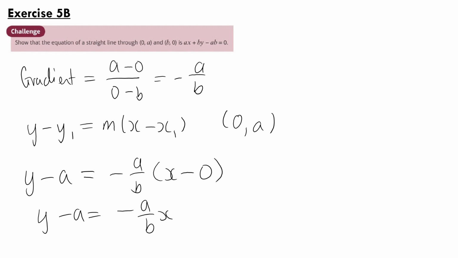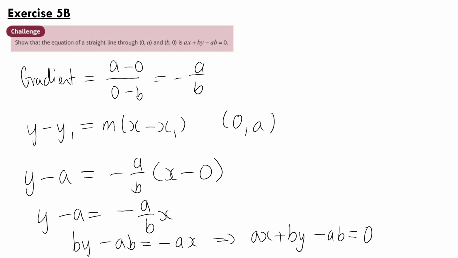Multiplying both sides by b, we get by - ab is equal to -ax. And adding the ax to both sides, you get ax + by - ab is equal to 0, as required.